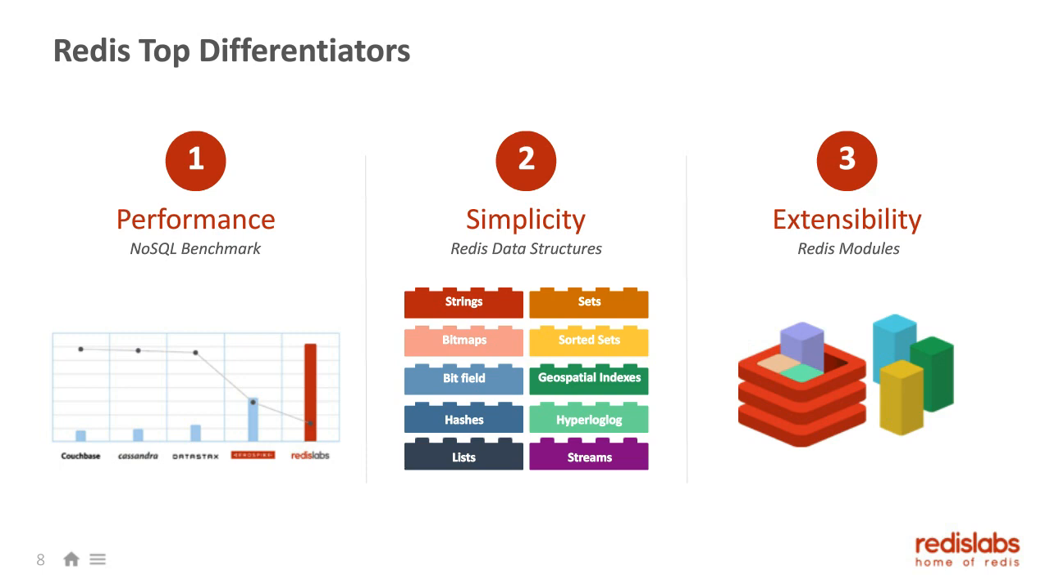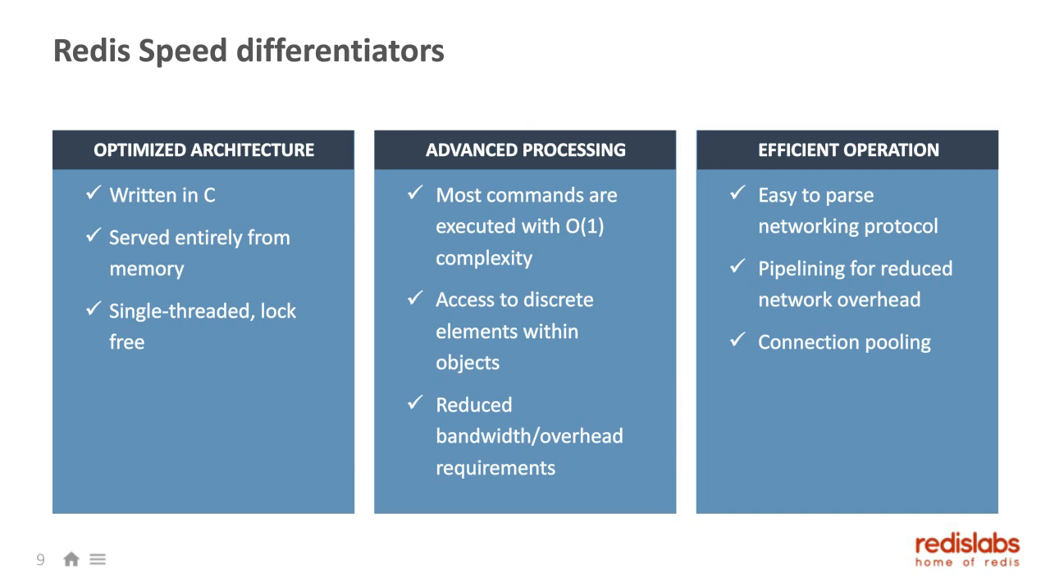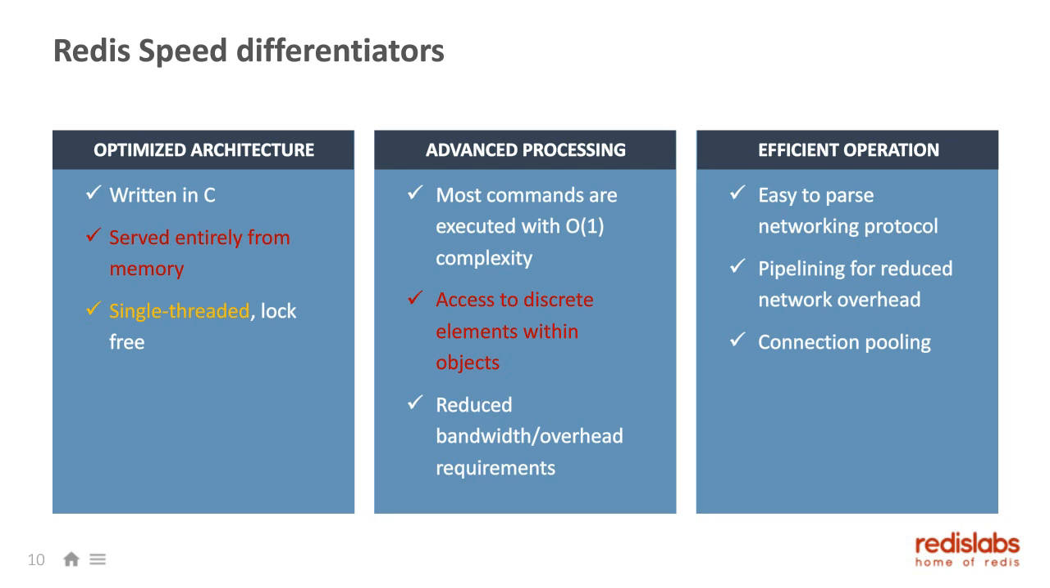So some speed differentiators. It's entirely written in C. Compared to other key value stores that are, for example, written in Java, this has a huge performance improvement. The data is entirely served from memory, so it's an in-memory first database. We do have durability, so we can persist your database onto disk. We'll talk about that later on.